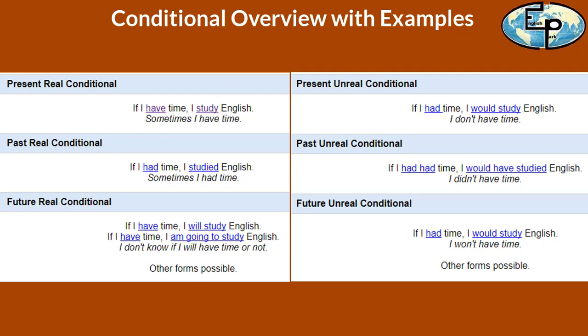I didn't have time. Future real conditional: If I have time, I will study English. If I have time, I'm going to study English. I don't know if I will have time or not. Other forms are possible. Future unreal conditional: If I had time, I would study English. I won't have time. Other forms are possible.